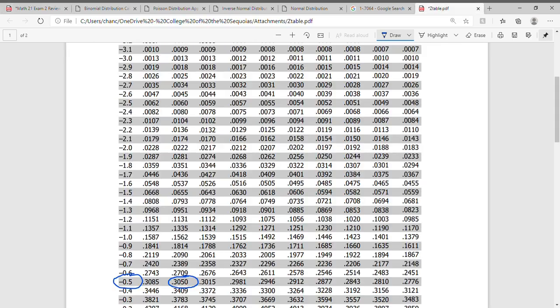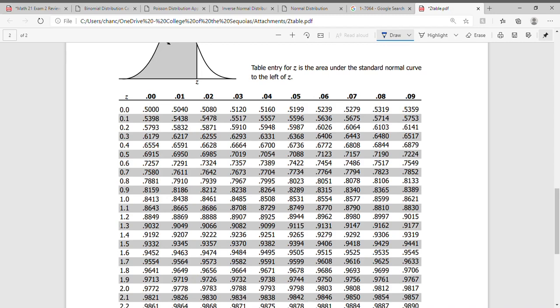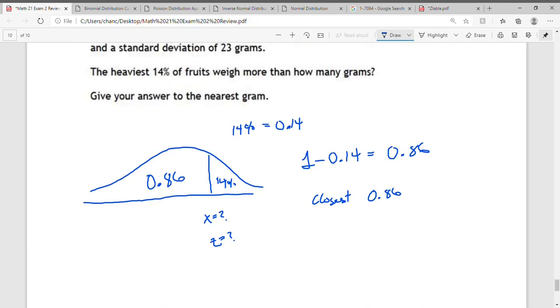So let's go to our z table. The closest number to 0.86 in area is this number here. It looks like 0.8599. That's the closest one in area. And the z-score that's associated with that is 1.08. 1.08 is the z-score we need. So this area corresponds to a z-score of 1.08. But that's not our answer. We're going to use that to find x.